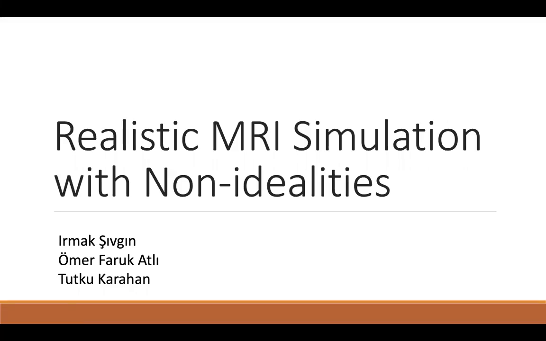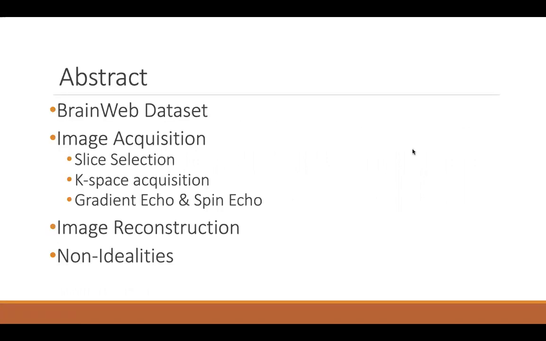Hi everyone. We will present our medical imaging term project called Realistic MRI Simulation with Non-idealities. We have used the BrainWeb dataset for our project. We implemented MRI imaging on phantom images downloaded from the BrainWeb dataset. Image acquisition is applied using the concepts of slice selection and k-space acquisition, in which we apply gradient echo and spin echo sequences. Then we implemented image reconstruction, where the non-idealities of MRI image are taken into account.